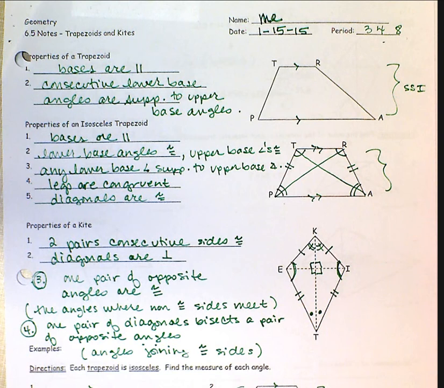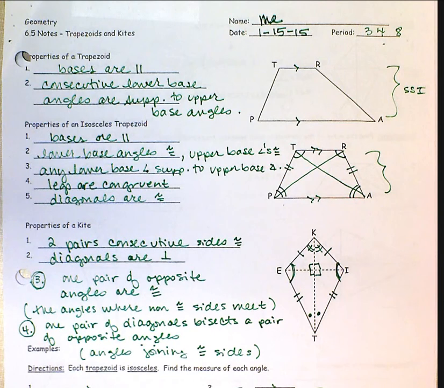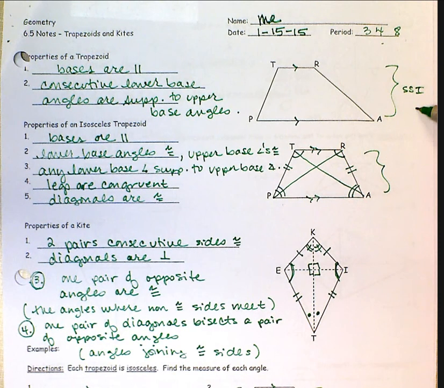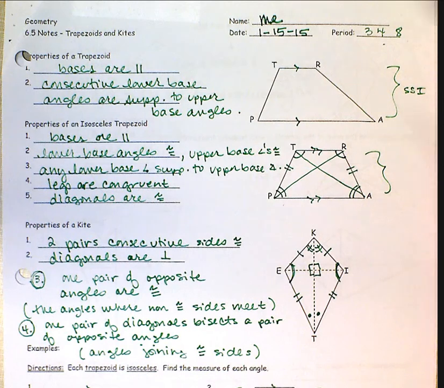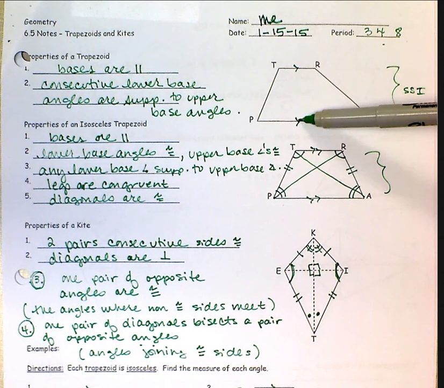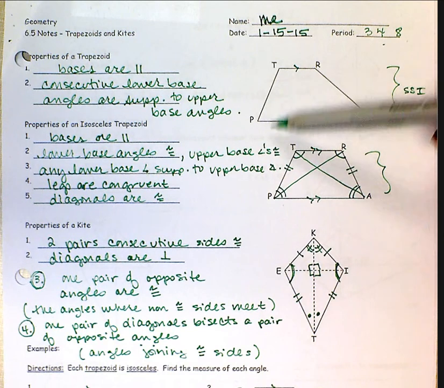So the properties of a trapezoid are that the bases are parallel. The bases are going to be the parallel sides. Consecutive lower base angles are supplementary to upper base angles. Last semester you called these same side interior. In a parallelogram you called them consecutive angles. But in a parallelogram they're all supplementary and consecutive because you had two pairs of parallel sides. So just understand that in a trapezoid there's only one pair of parallel sides, so you're only going to have one pair of consecutive angles on each interior.